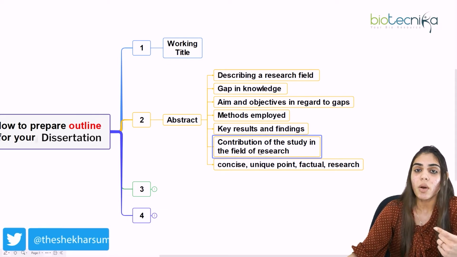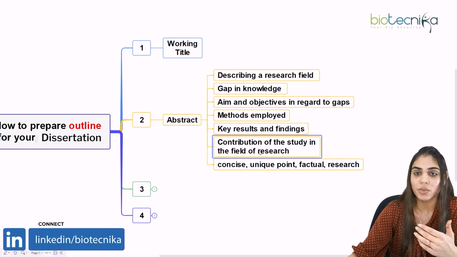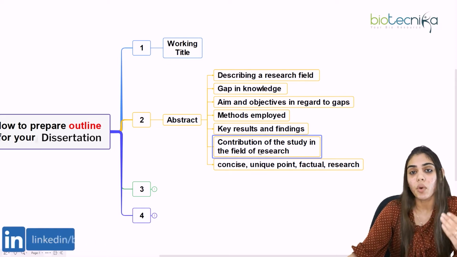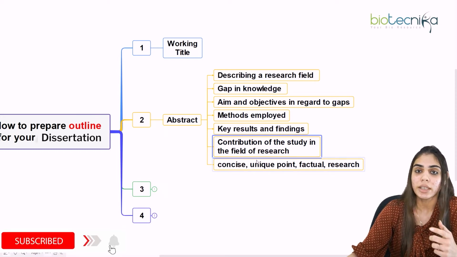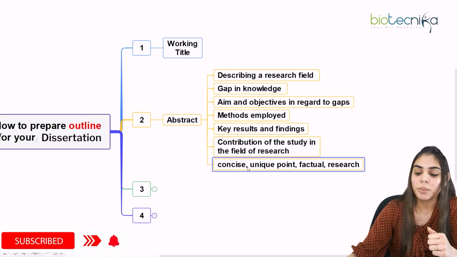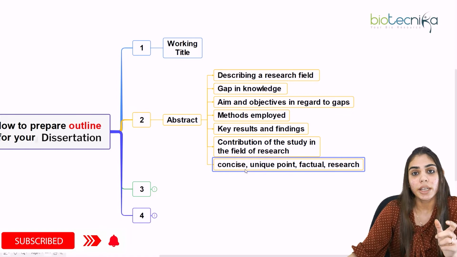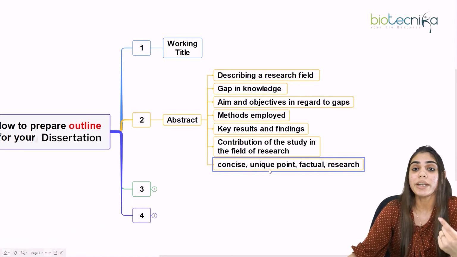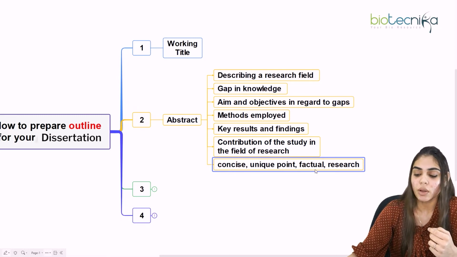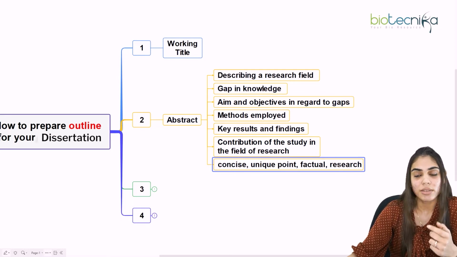You need to always establish novel findings. That is what is called researching something. Whatever was found earlier, now we are working on that particular topic and coming out with novel findings. That is what is called research. It should be concise, to the point, and unique. Why unique? Because you are finding something new, so it will always be unique. Factual as well as research based.